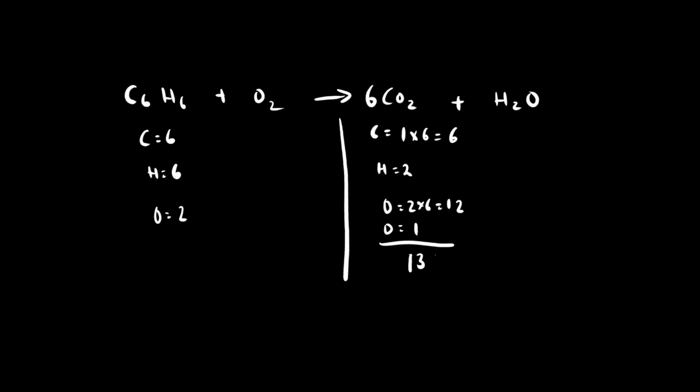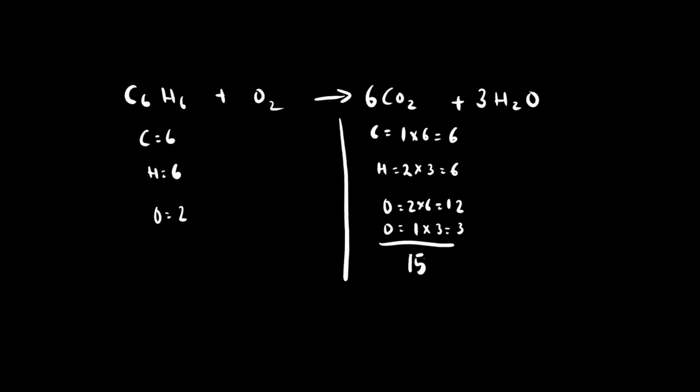Moving on to balance the hydrogen, we have 6 on the left, 2 on the right. Least common multiple of 6 and 2 is 6. So we need a coefficient of 3 in front of the water. And so now we have 6 hydrogen on the right and a total of 15 oxygen on the right.